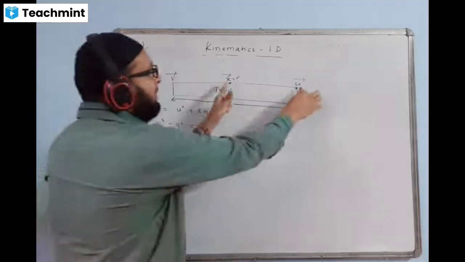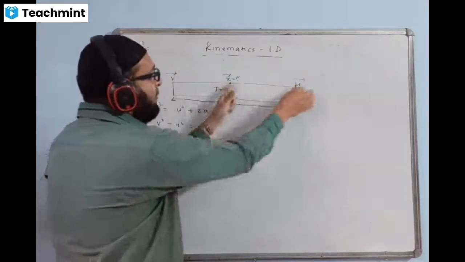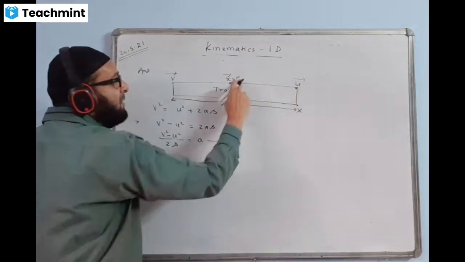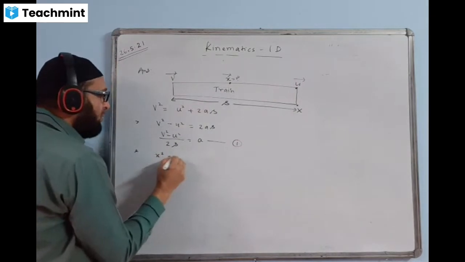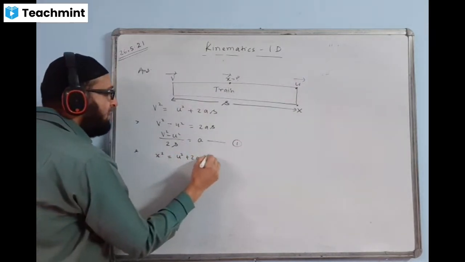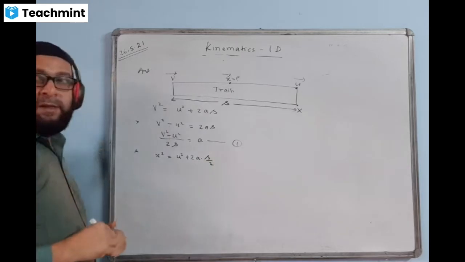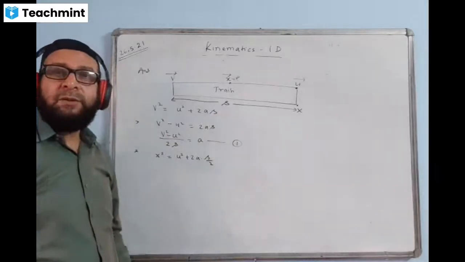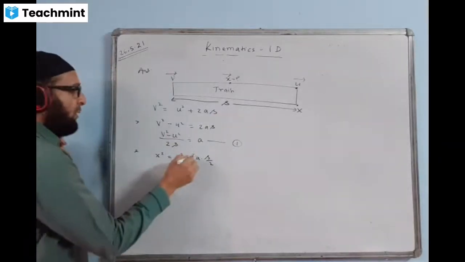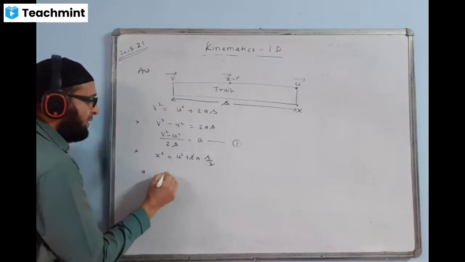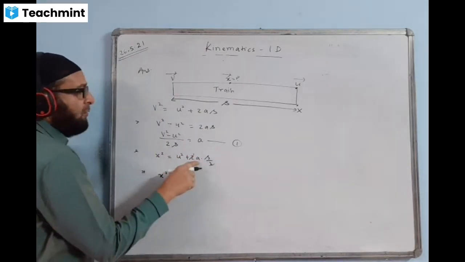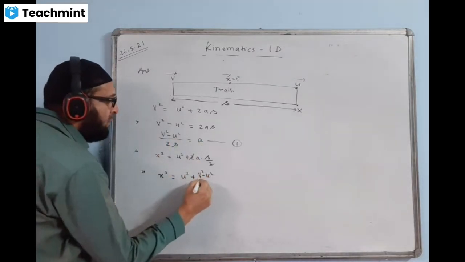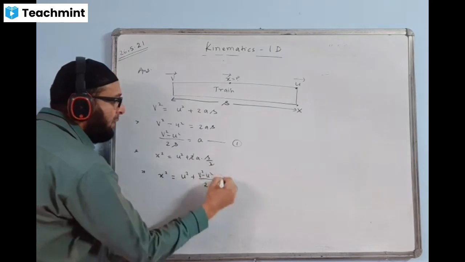Now I will take it this way. Suppose for the middle point, I write the formula. This is the initial velocity and this is the final velocity. X square is equal to u square plus 2a, and the distance will be s by 2. The distance traveled by the middle point will be half of the full length of the train. 2 and 2 cancel. Let x square be as it is, u square plus, put the value of a which we have in equation 1. This is the value, v square minus u square by 2s, into s over here.